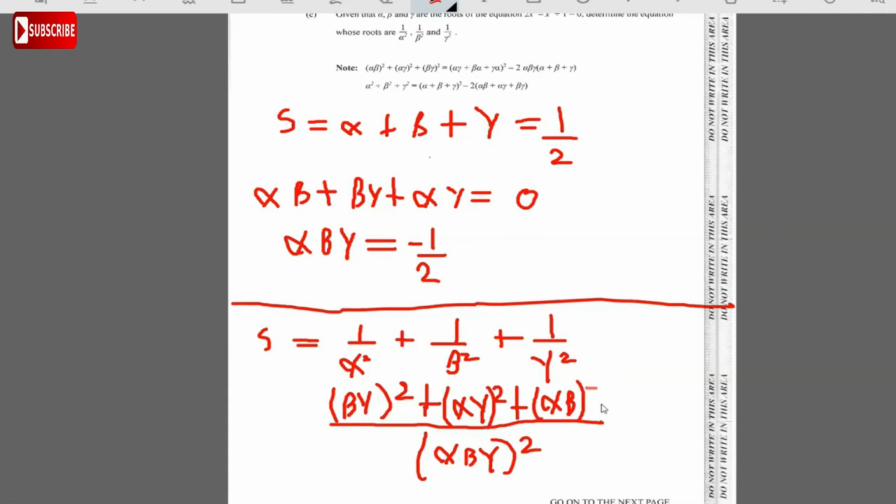So what that works out to be is alpha beta. This is the formula that they give us. It's equal to alpha beta plus beta gamma plus gamma alpha all square. So it works out to be 0 square minus 2 alpha beta, where alpha beta is minus a half times minus 2. That works out to be plus 1 times alpha plus beta plus gamma.